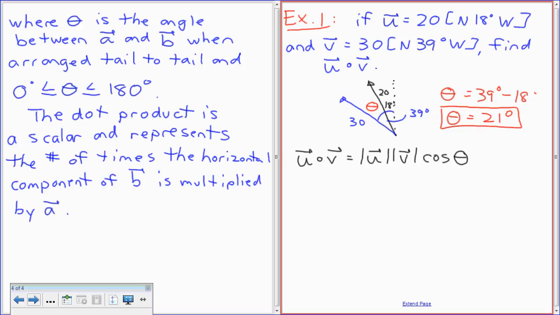All right, Alistair, what is the magnitude of U, please? 20. Good, what's the magnitude of V? 30. And what is theta? 21 degrees, perfect. Yeah, question, go ahead. That's just a dot product. That just shows that we're not really multiplying, because there are two different ways we can multiply vectors, right? So this is just showing you that it's a multiply. Okay, but we're using dot product for that.